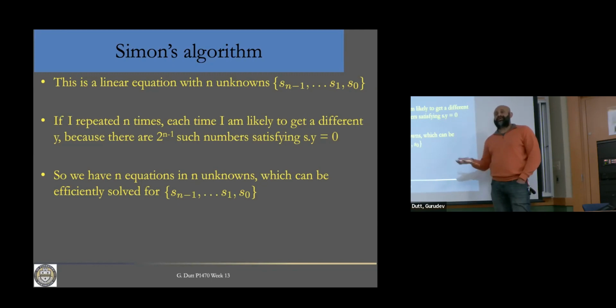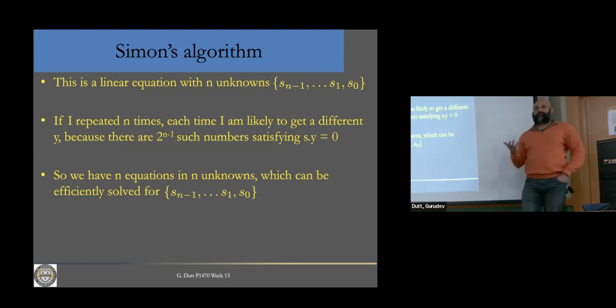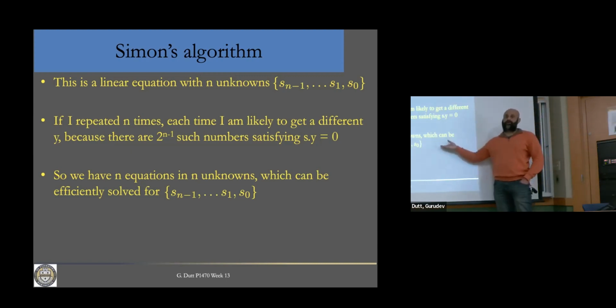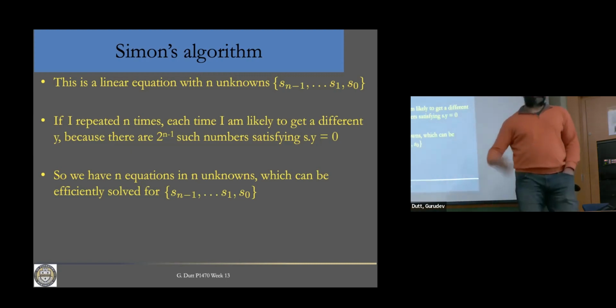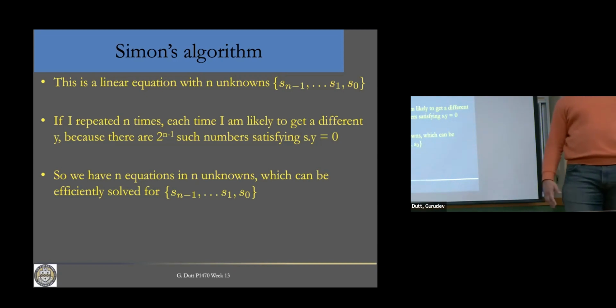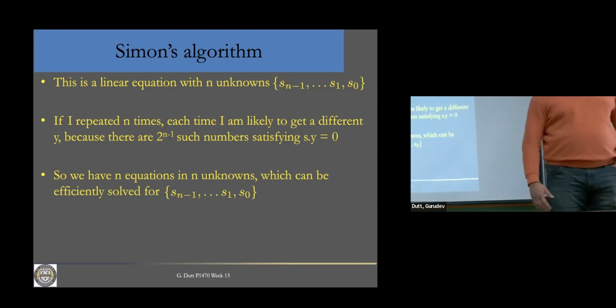So remember, the classical algorithm for the collision problem requires searching through 2 to the power n minus 1, or 2 to the power n over 2, solutions for the collision. Whereas here we can solve it with n queries to the oracle, plus a little bit of classical overhead for solving n equations in n unknowns.